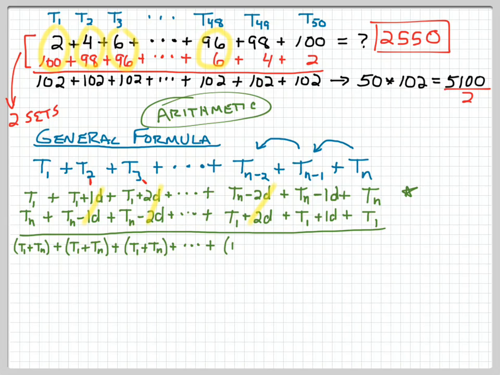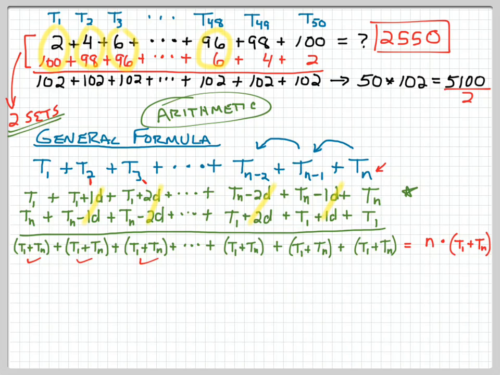Our 2d's cancel out again. And we just keep on going and going. And we get our t of 1 plus t of n all the way through the whole thing. All of the common differences cancel out. So how many of these t1 plus t of n do we have? Well, just like above, we've got 1, 2, 3, well, wait a minute, we go up to the nth term. So we've got n numbers of t of 1 plus t of n. So when we add all these things up, we've got n times t1 plus tn.